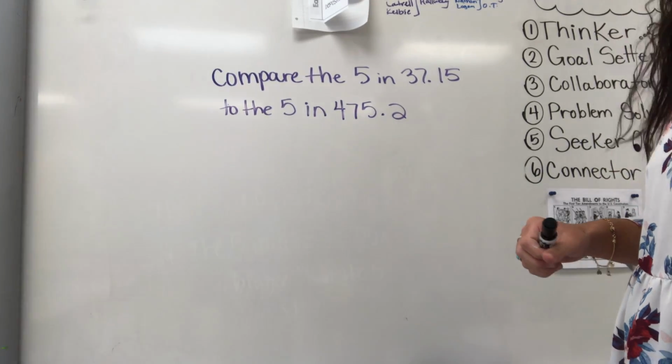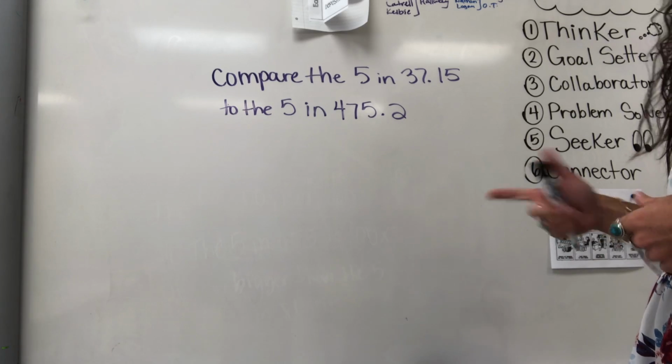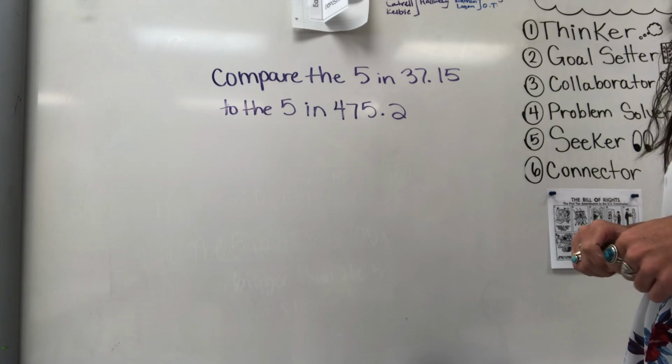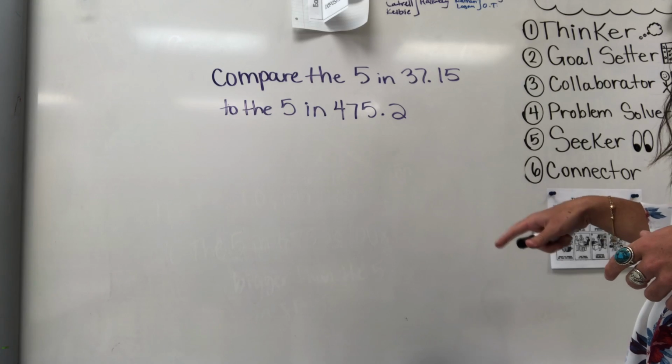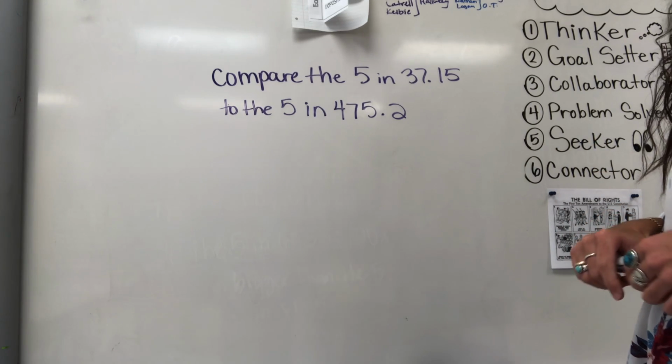In this video, we're going to be looking at how to compare the same digit in different place values. So the question is, compare the 5 in 37 and 15 hundredths to the 5 in 475 and 2 tenths.